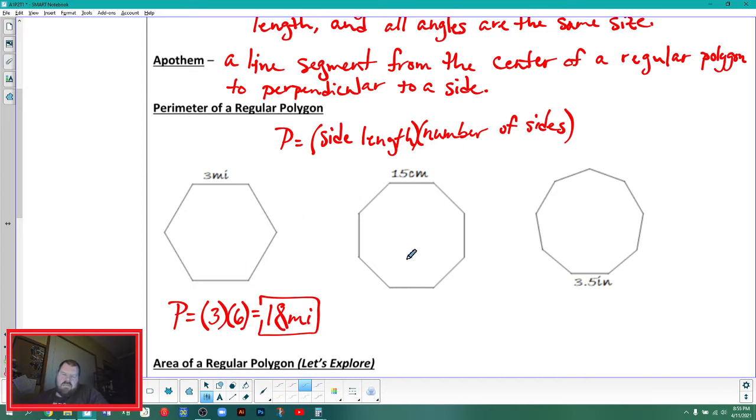The next one kind of looks like a stop sign. That'd be an octagon. So there's 8 sides, and they're all 15 centimeters. So the perimeter is going to be 8 times 15. It's 80 and 40, so 120 centimeters.